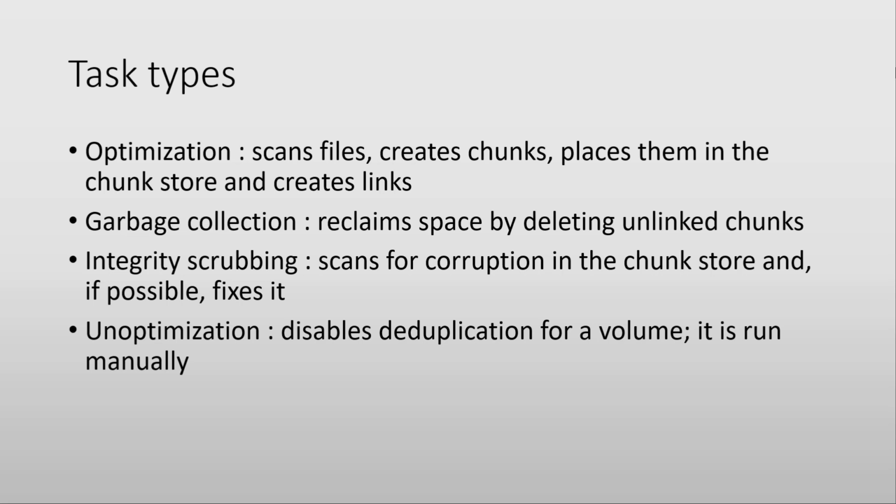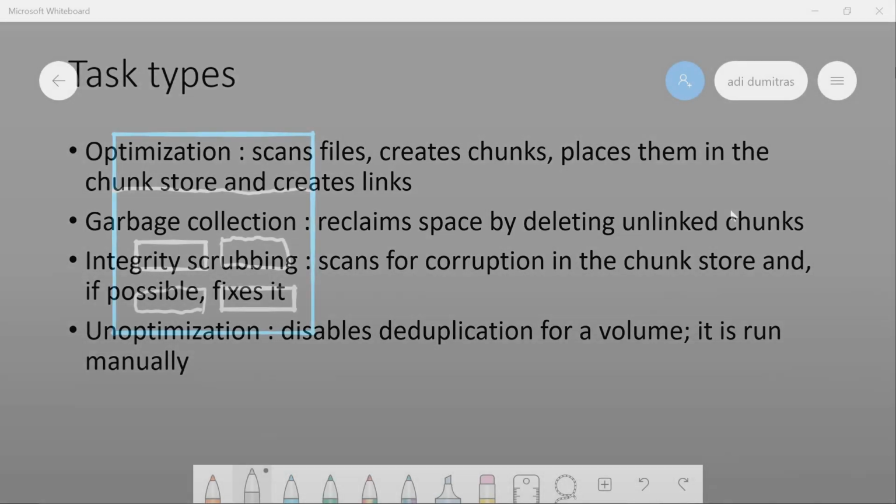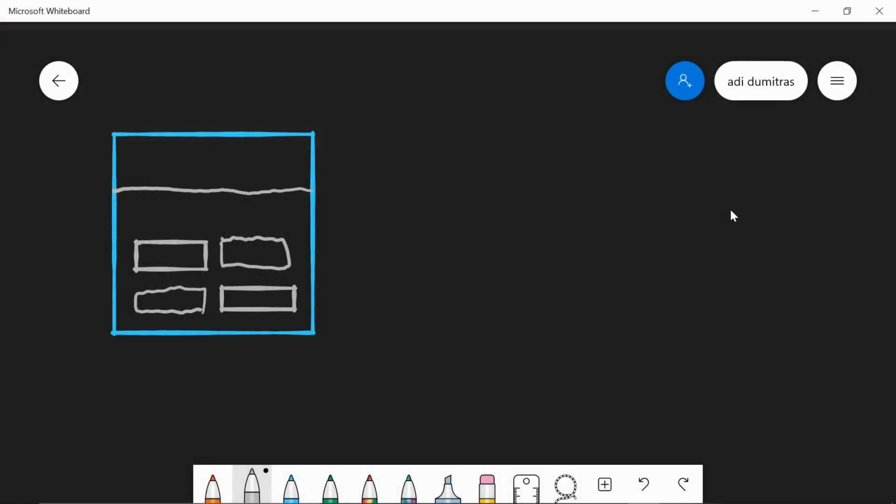Let's have a closer look at how the dedupe process would look like. Okay, so we have a volume, let's say this is volume D, that has 4 files on it. And when you enable deduplication, let's say that it also creates the chunk store, which you can see over here. Now the first thing it has to do, of course, is scan the files and separate them into chunks and find the chunks that are the same.